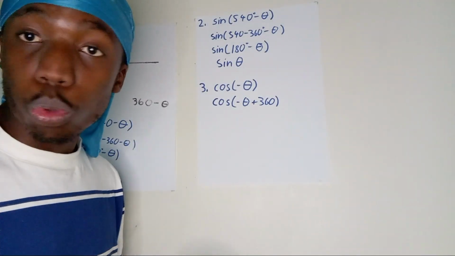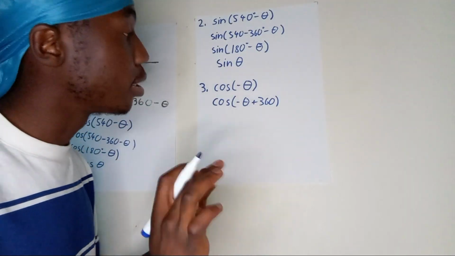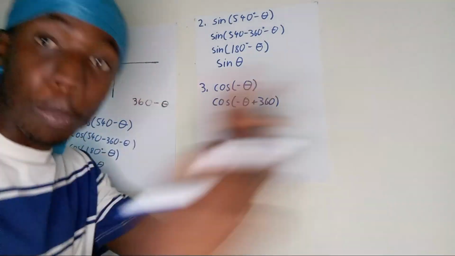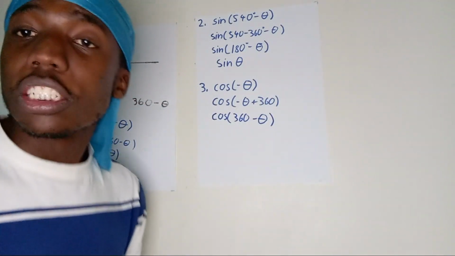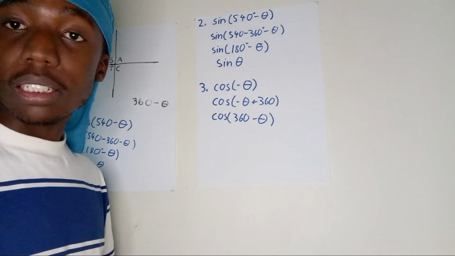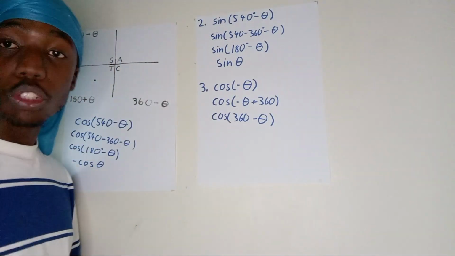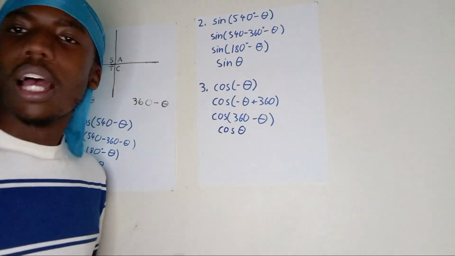Now what we should do, remember what I said with the plus. Whenever it's a plus, the arrangement does not matter. So what we can do is just swap it around and make it cos 360 minus theta. Now, is cos positive or negative in this quadrant? Comment it down below. Obviously positive, and there's your answer.